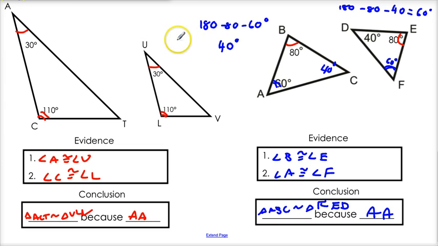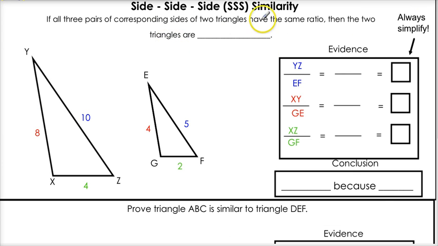Alright, let's move on to the second way to prove similarity. This is called side-side-side similarity. Now, if all three pairs of corresponding sides of two triangles have the same ratio, then the two triangles are similar. This is a lot like what we learned in the last lesson. If all three sides have the same ratio, from bigger to smaller, then we know that the triangles are similar. But that has to be the same for each one, or else it's not a similar triangle.